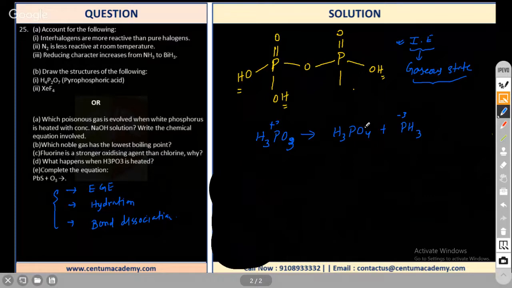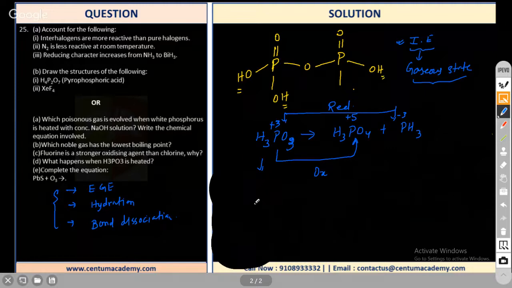And this one is +5. So you see +3 to +5, it is oxidation, and from here to here, it is reduction. This is oxidation and this is reduction. So this is the disproportionation reaction, and the products we get are H3PO4 and PH3. Correct.